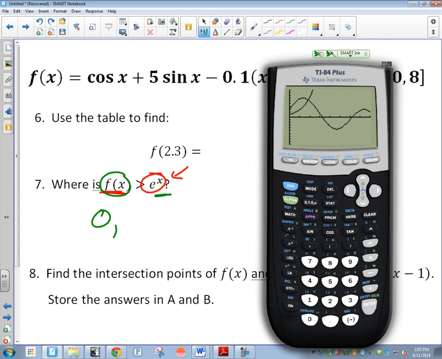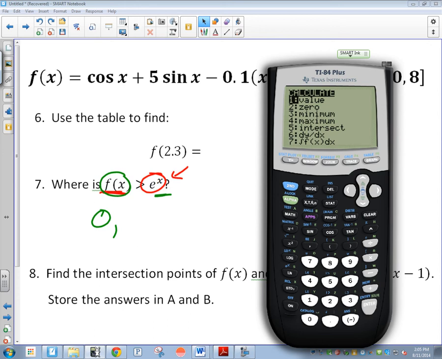Okay, so to find an intersection point, we're going to go second calc, our favorite menu. Go down to 5 for intersect. And this one's a little bit different. We're not going to the left and right anymore. We're going to move our cursor to where we think they intersect. I can't put in a guess number anymore. I'm going to move that cursor to about as close as I can get to where the two lines cross. If it's off a little bit, you're okay, but you want to be as close as you can. And when I think I'm on top of where they cross, I hit enter.